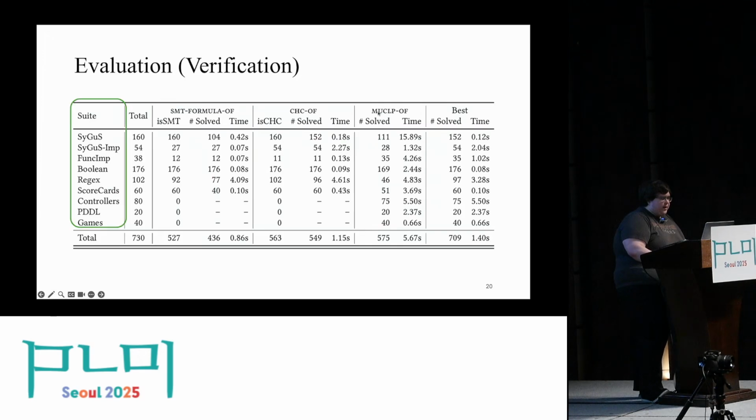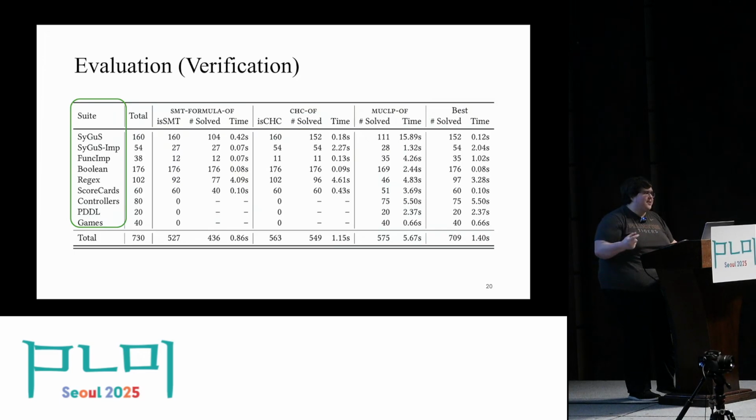We also broke it down per benchmark. I don't expect you to read this whole table, but it worked pretty well for most of these domains. And generally, if something could be solved as an SMT theory, you should solve it using that rather than CHC, rather than µCLP, because of how the solvers scale to those kinds of complexities.